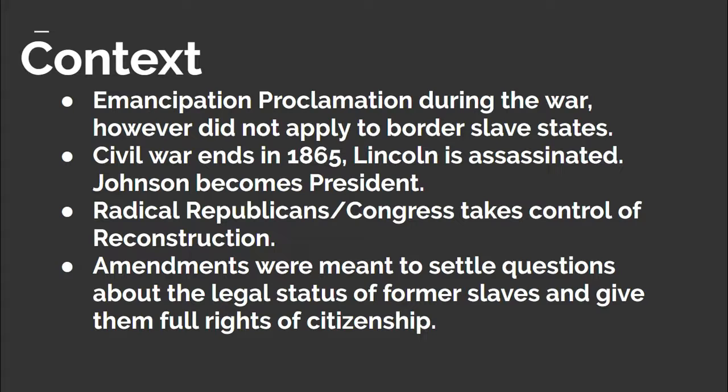After a few contentious years between President Johnson and Congress, eventually the radical Republicans would wrestle control over Reconstruction and were able to implement and pass their policies. The radical Republicans wanted to settle the legal questions around the former slaves and guarantee them full citizenship rights.